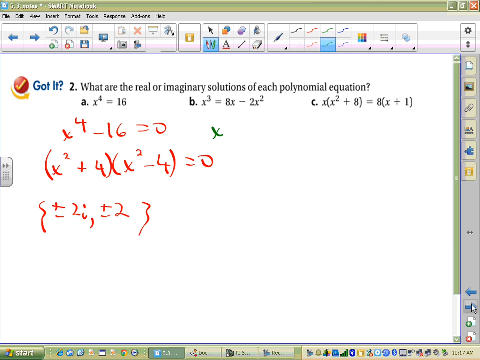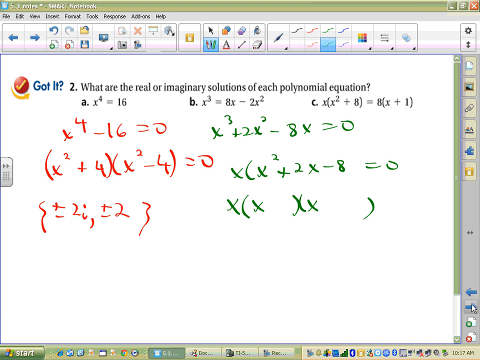Number B here, x cubed plus 2x squared minus 8x equals 0. Factor out an x. That's x times x squared plus 2x minus 8 equals 0. That's x times x and x. 8 factors, 2 and 4, plus minus, equals 0. So we get 0 and 2 and negative 4 for our zeros. Okay? Not doing any magic here. All I'm doing is just basic factoring. Factoring and then solving. Okay?